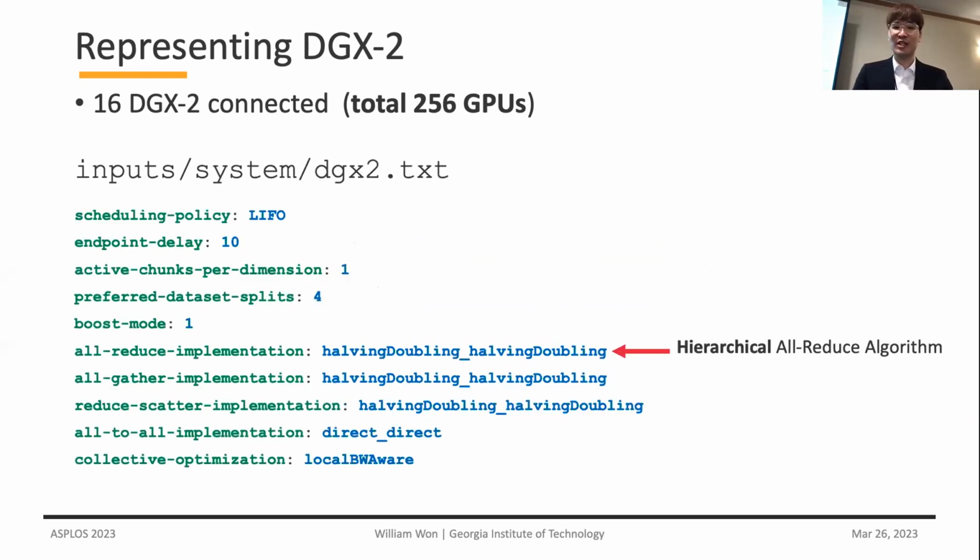And this is the corresponding DGX2 system info file. Here, the major change is that the all-reduce algorithm has now become hierarchical, and because it's 2D switches, we're just using halving doubling for the first dimension and also halving doubling for the second dimension.